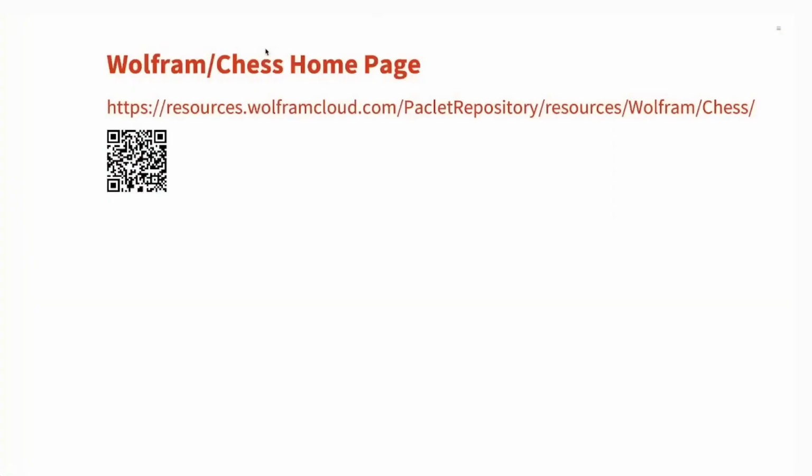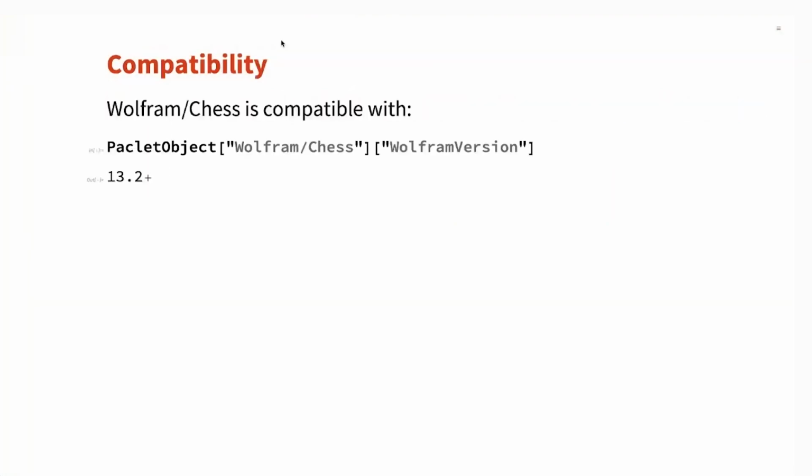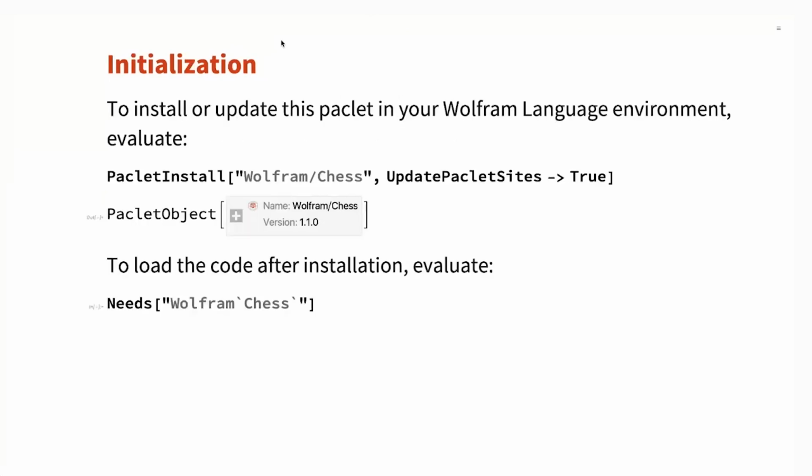Today we are discussing everything chess with the Wolfram Chess Paclet. That's the home page right there. Compatibility: you will need at least Mathematica 13.2 to be able to install this. To initialize, if you don't have it already, you would use PacletInstall. After you install it, to load it, you evaluate the Needs expression.